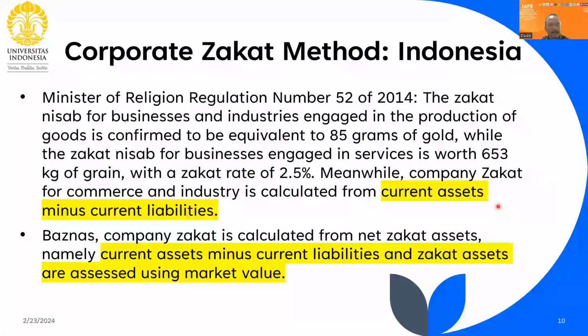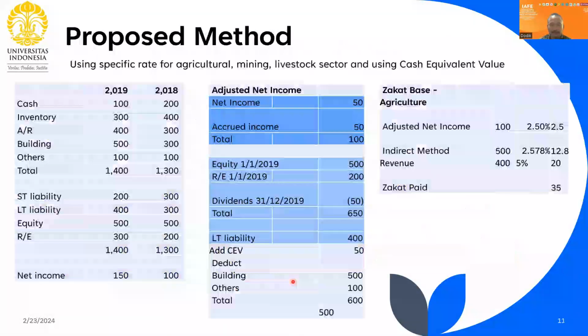Corporate zakat method in Indonesia, Minister of Religion Regulation number 52 of 2014. The zakat nisab for business and industries engaged in the production of goods is confirmed to be equivalent to 85 grams of gold, while the zakat nisab for business engaged in services is worth 653 kilograms of grain, with a zakat rate of 2.5%. Company zakat for commerce and industry is calculated from current assets minus current liabilities. It's very simple. BAZNAS company zakat is calculated from the net zakat asset, namely current assets minus current liabilities, and zakat assets are assessed using market value.